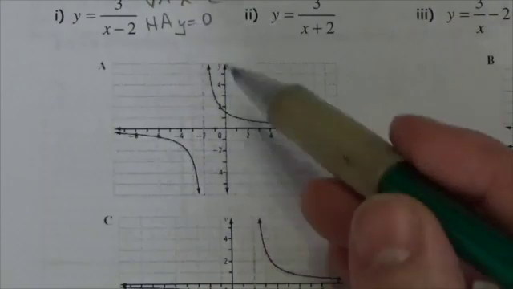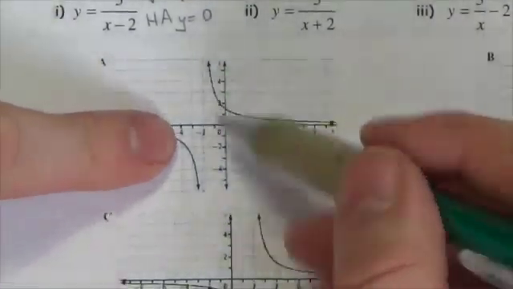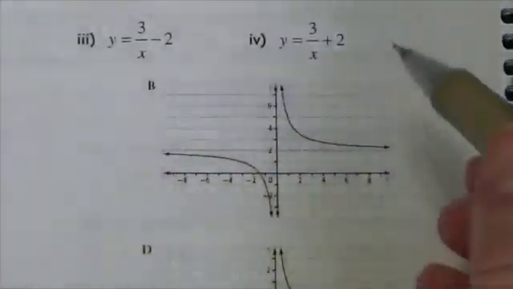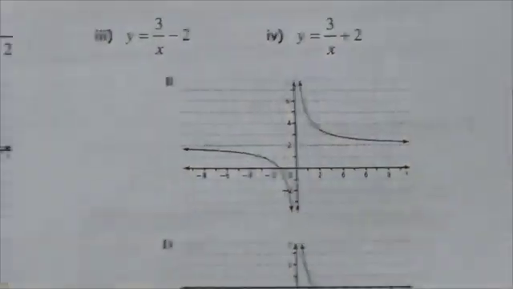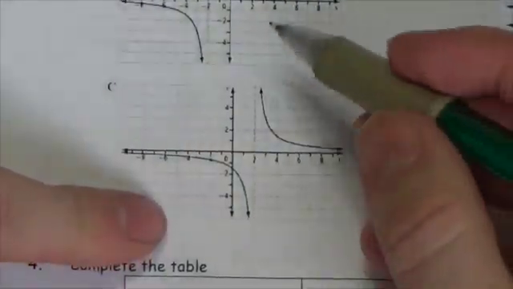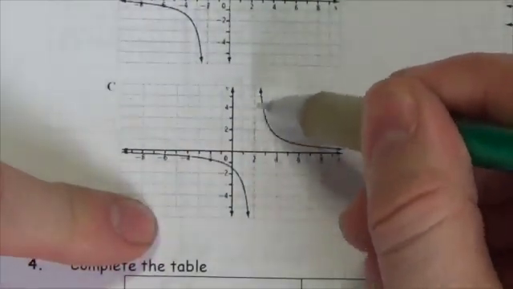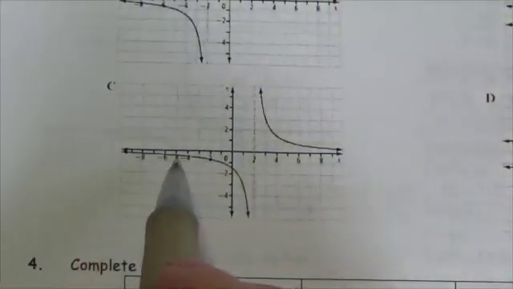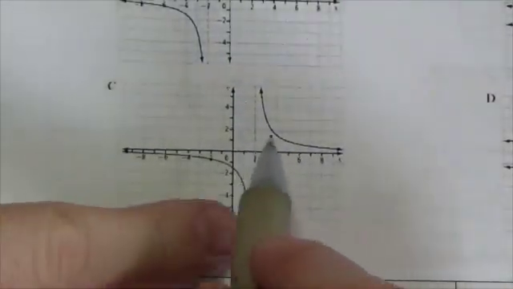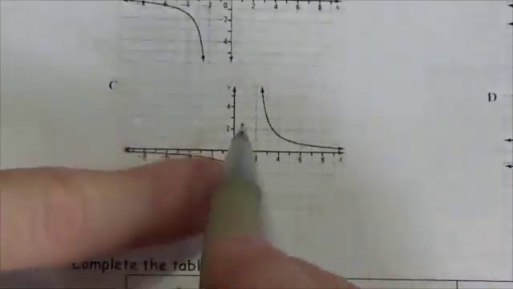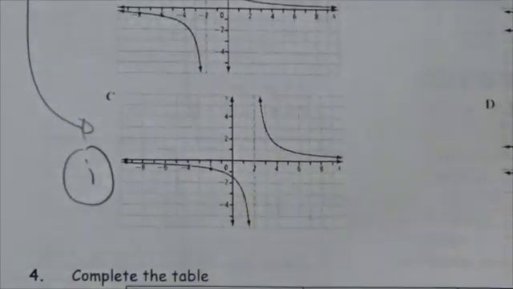Okay, well this isn't it, because here the vertical asymptote is at negative 2. This one here, it's at 0. Here we go. Here it is, positive 2. And notice that the horizontal asymptote here is 0. It looks like it's approaching 0 as we go to the left and the right here. So this one goes with I, the first one.